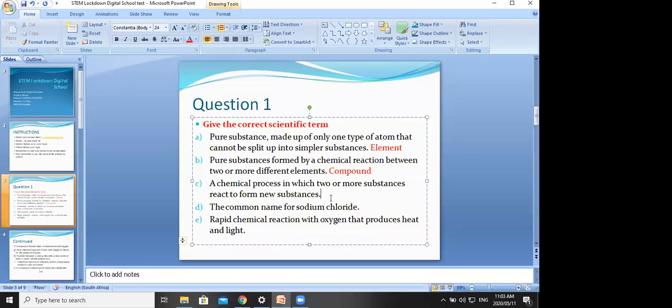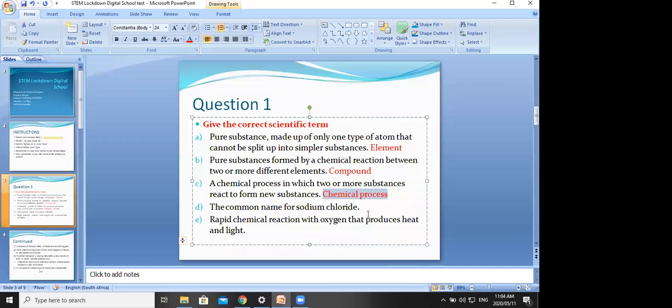A chemical process in which two or more substances react to form new substances. It's a chemical reaction or a chemical process. I'm going to email everybody this memorandum today. The common name for sodium chloride, what do we call sodium chloride?